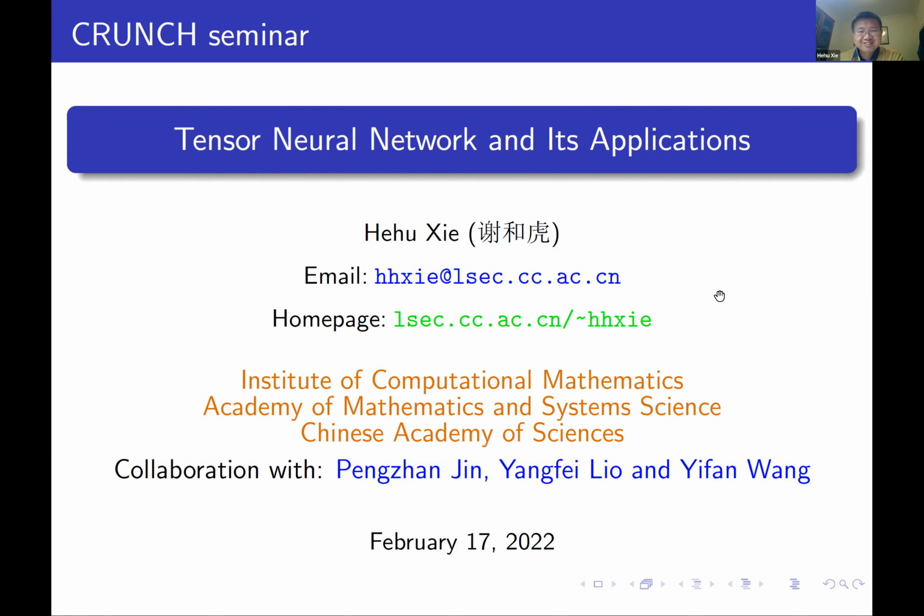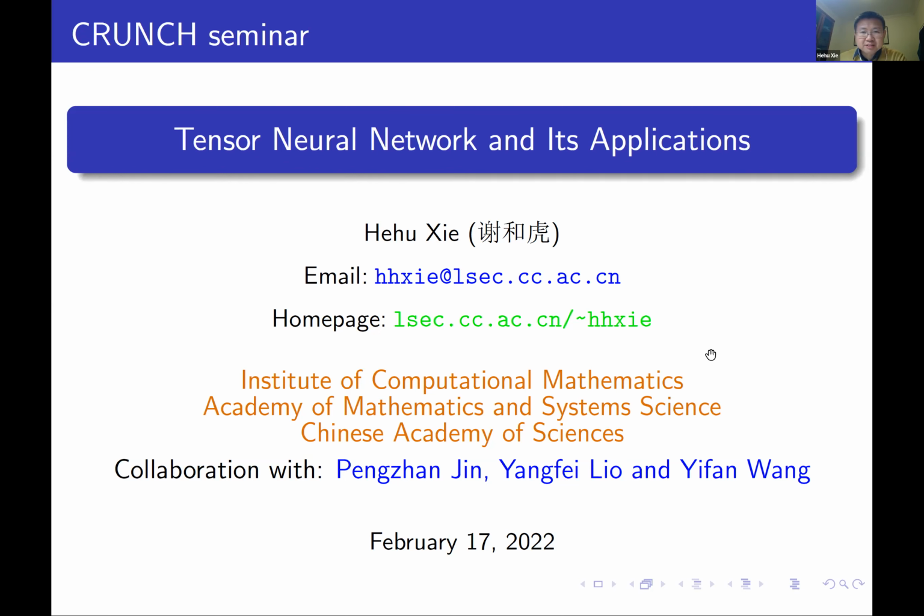First, let me show the ideas about this tensor neural network, for high-dimensional partial differential equations. This work is a collaboration with Peng Zhanjing, who may have visited your group, and with other students, Liao Yangfei and Yifan Wang.